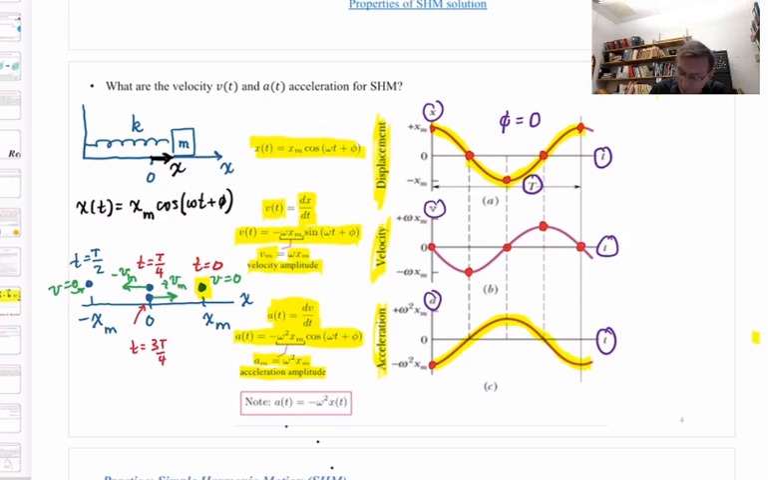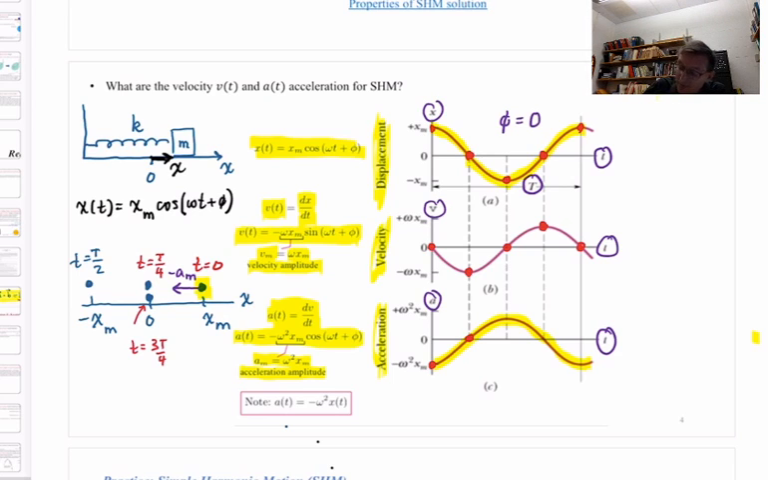Okay, so now I'm going to take away the velocities. We've already explained what they do. And now let me put in the accelerations. So at time 0, where x is x max, the acceleration has its most negative value, negative a max, negative omega squared times x max. At time 1/4 of a period, the acceleration is 0. That's here when the position is also 0.